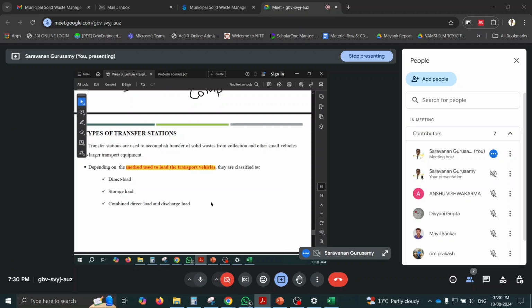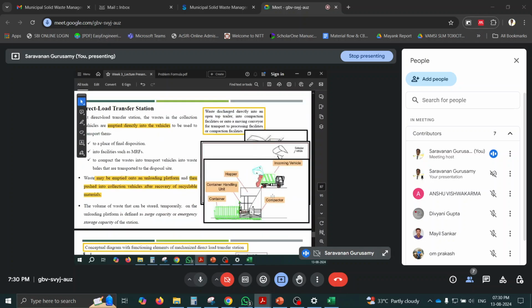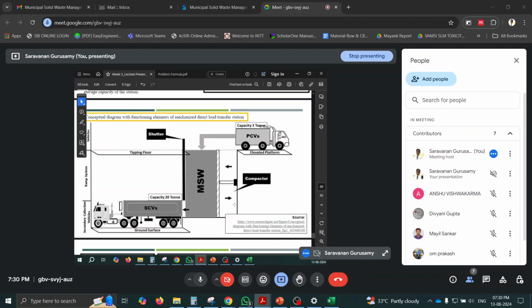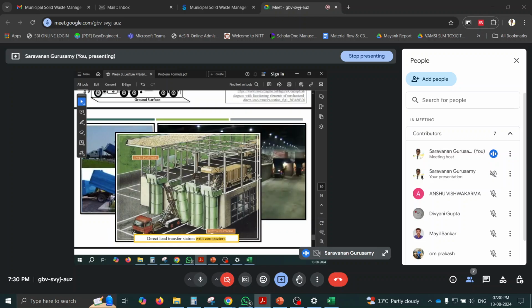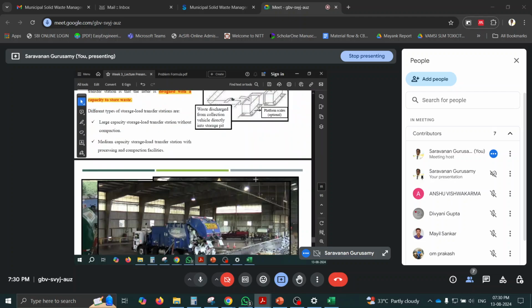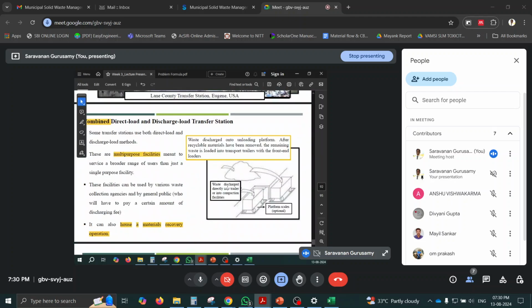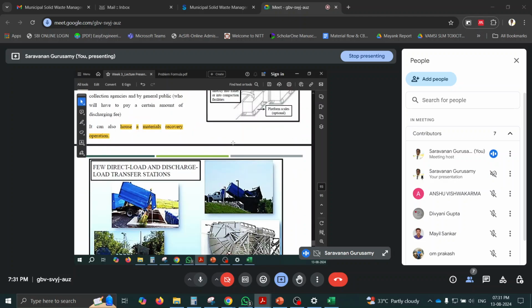So here again we have three types of transfer station. One is direct load, one is storage load, and one is combined direct and discharge load. When a smaller vehicle empties its waste directly into the bigger vehicle, it is called a direct load. When the vehicle empties onto a platform, and from the platform it is directed to the bigger vehicle, it is called a storage load transfer station. Combined means some vehicles may directly transfer, some may discharge, and whatever is recoverable is recovered, then transferred to the bigger vehicle. It is called a combined direct load and discharge load transfer station. It is like a multi-purpose facility.